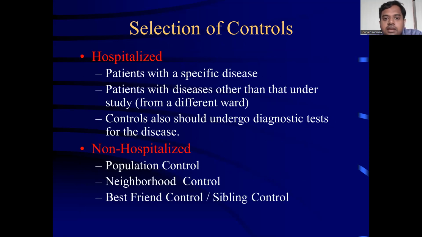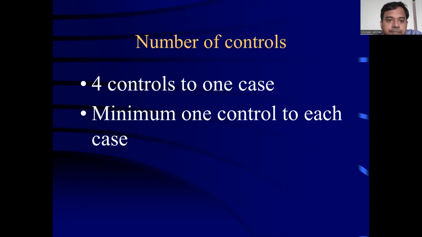For selection of controls from hospitals, it is easy to get controls. Patients with some specific disease that is outside the study can be taken from a different department. If you're doing a study on oncology, you can take the controls from patients of the gynec, cardio, or GI departments. Non-hospitalized controls can come from the general population, neighborhood population, best friends, and siblings. These last two, your neighbor or your sibling, are a little more ideal for selection of a control.